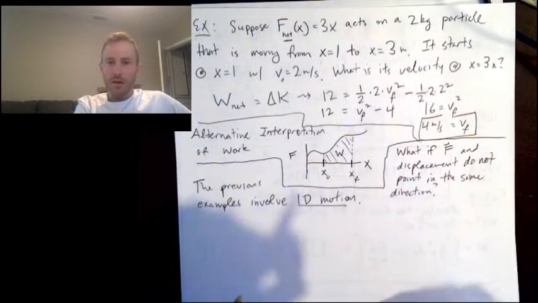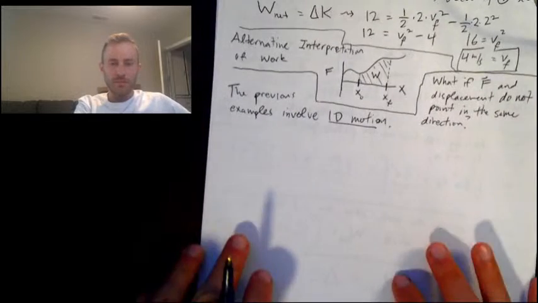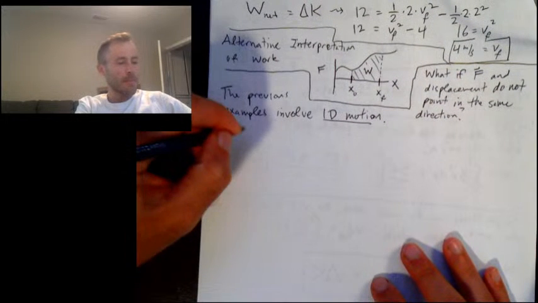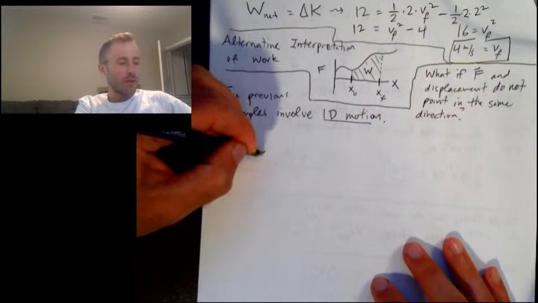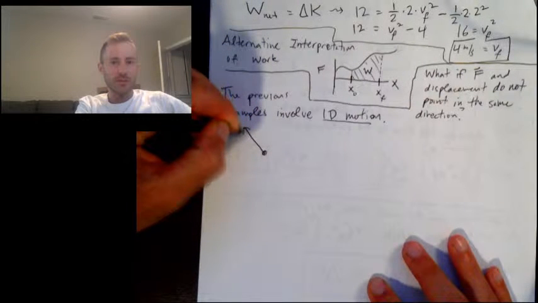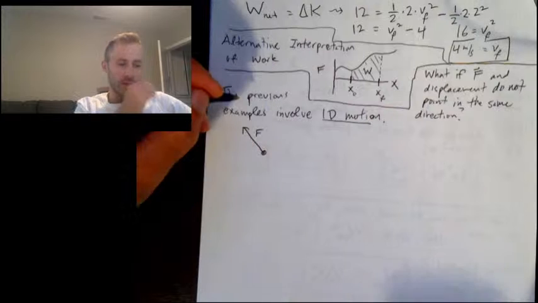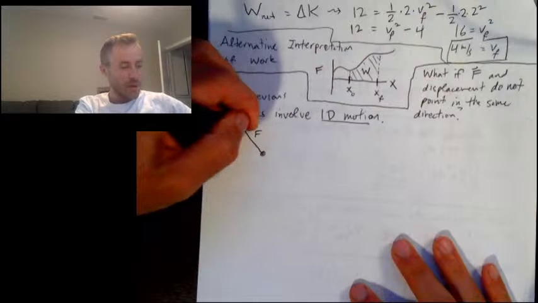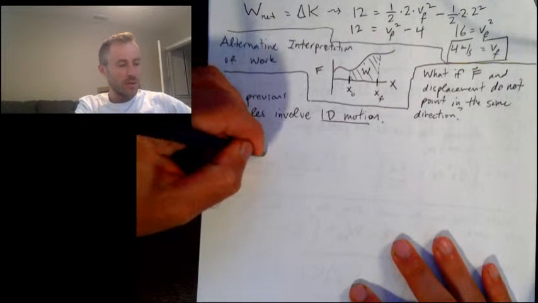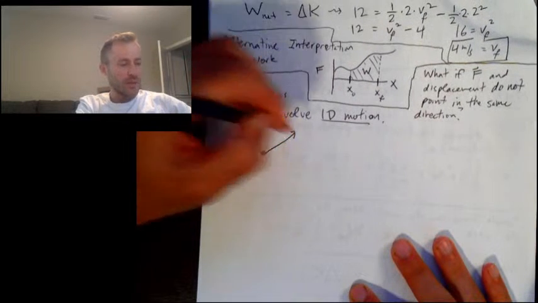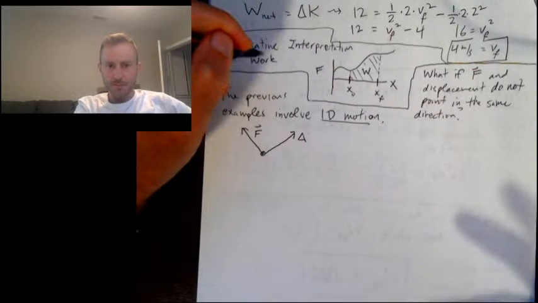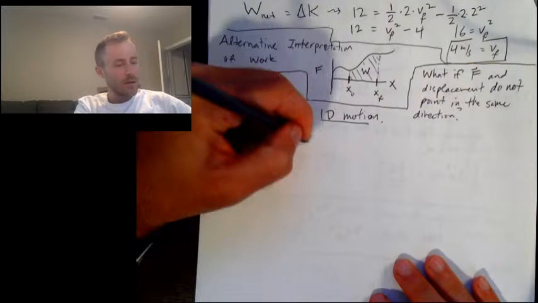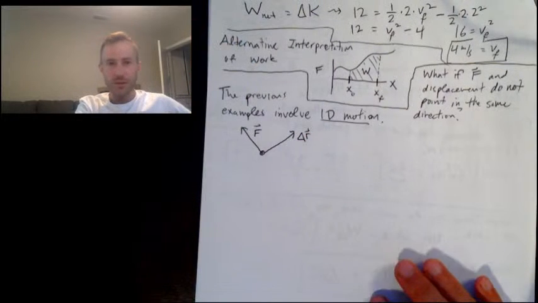In that sort of situation, we have a force vector which points in some direction, so maybe that's our force vector. Because this is inherently two-dimensional, I now have to worry about vector notation. And then I have a displacement that points in some other direction. When we were talking about displacement as a vector, we called it delta r.